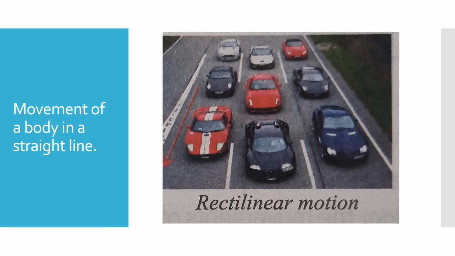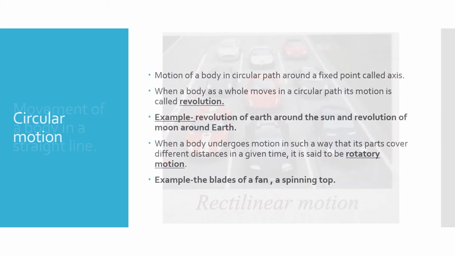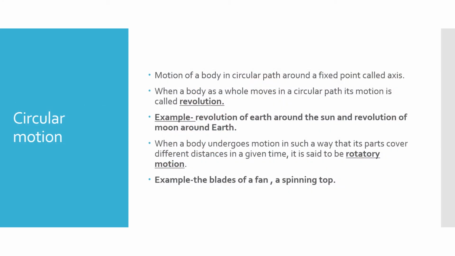If the movement of a body is in a straight line, then we call it rectilinear motion. Here we can see the example of cars moving on a straight road. So that is rectilinear motion. Similarly, other examples could be a parade or a car moving on a straight road. All these are examples of rectilinear motion. Then we have circular motion. The motion of a body in a circular path around a fixed point is called circular motion.